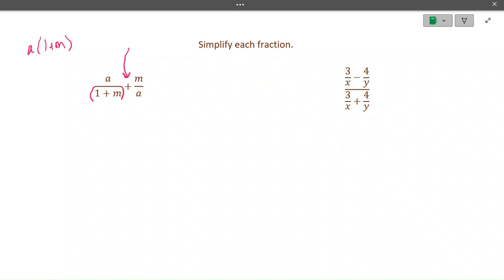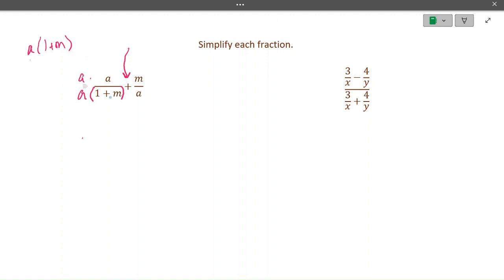So, let's go ahead and get started. To make this fraction have a denominator of a times 1 plus m's quantity, I need to multiply the denominator by a. But I can't just multiply the denominator by a because I've changed the value of my fraction now. I also have to do it to the numerator. So you might have heard the phrase, what you do to the denominator, you do to the numerator. And that's because what we're essentially doing is creating an equivalent fraction. So a divided by a is 1. So we've actually added nothing to this fraction. We've just changed the way it looks.